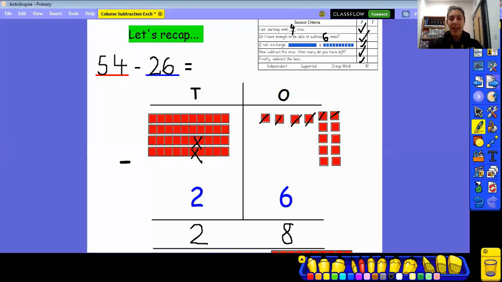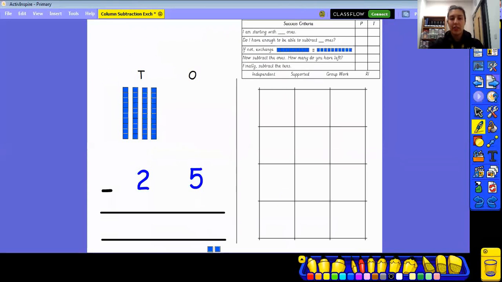Well done if you worked that out correctly. Let's have a look then at how this looks in the abstract form. So once again, I need a 10s column and I need a 1s column.